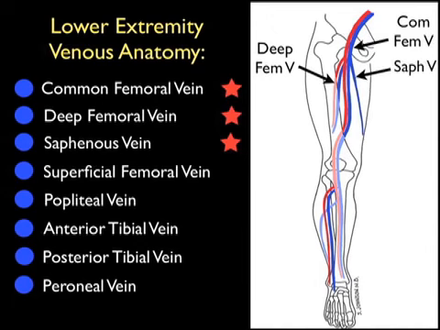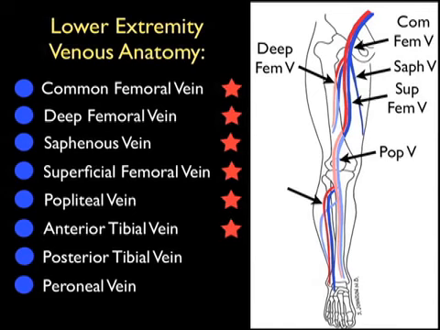Now it's important to realize that the superficial femoral vein is the vein that actually continues down the leg to become the popliteal vein behind the knee. And we note the superficial femoral vein coursing down the leg and accompanied by the paired superficial femoral artery. Behind the knee, that superficial femoral vein will become the popliteal vein, and we see the adjacent popliteal artery.